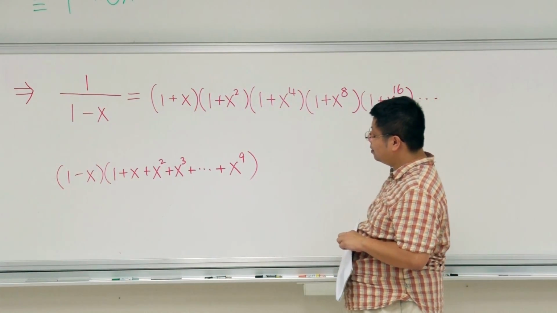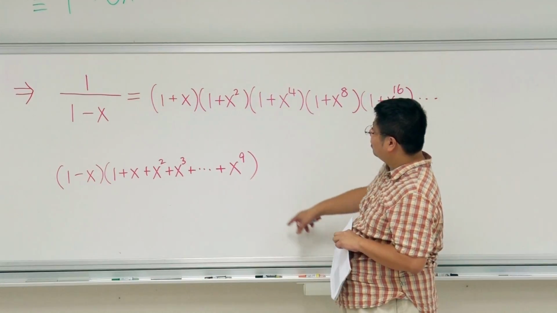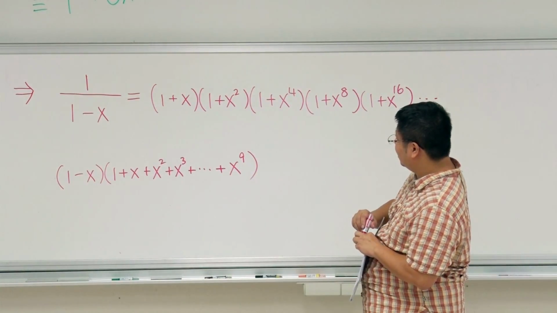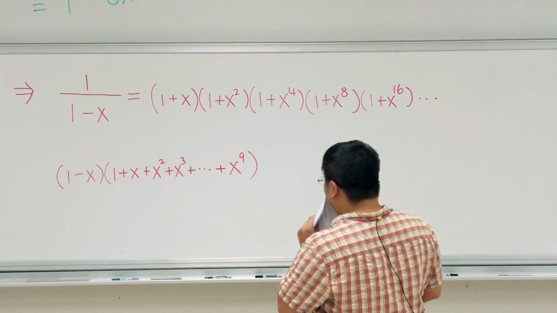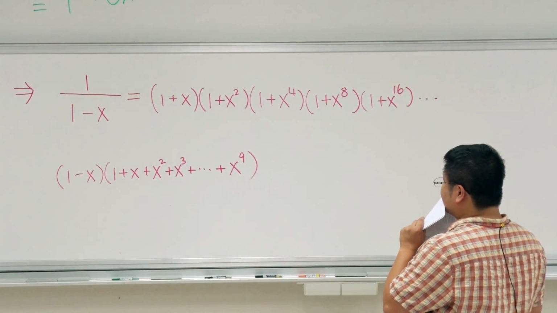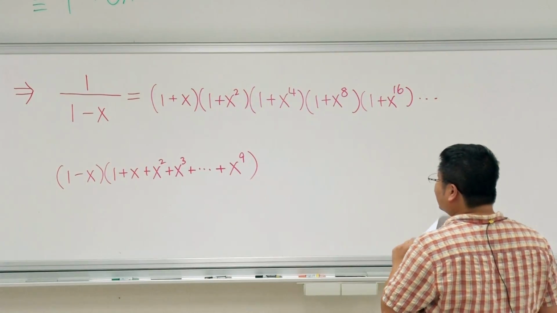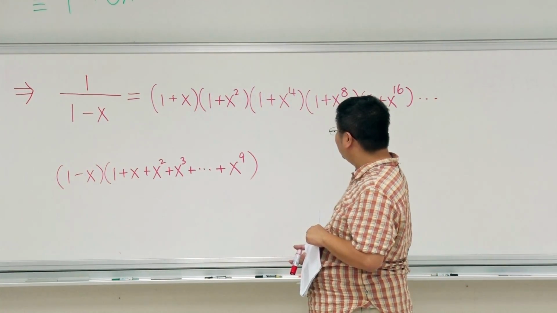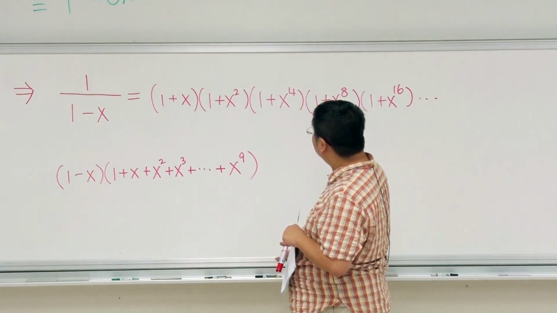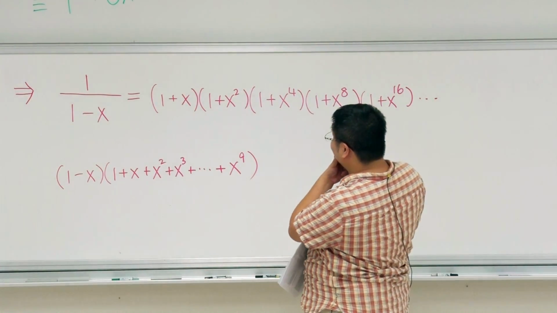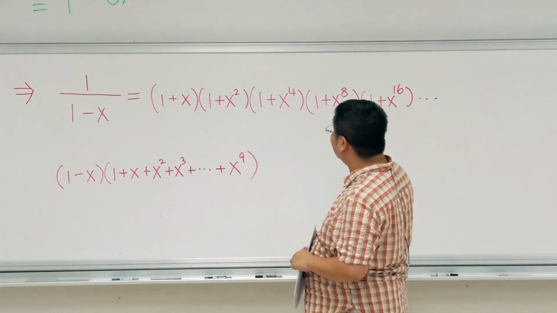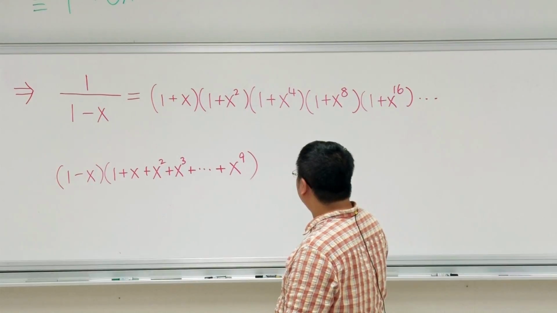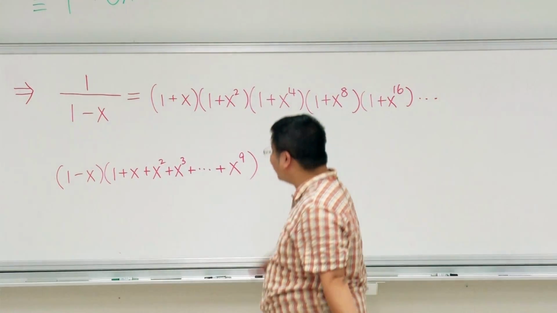Is it 9? 1, 2. Yeah. Let me double check. Yeah. Excuse me. Let me make sure that I'm doing something correctly. Yeah, let's try this. What is this?